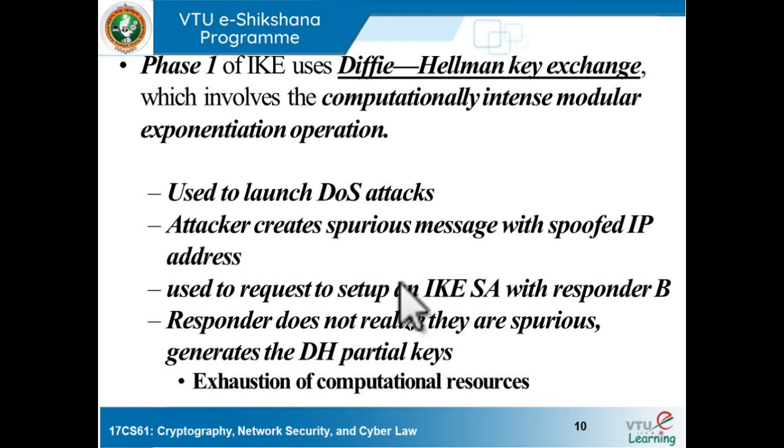Now these spoofed IP address based messages are shot to the responder B, to whom they request setting up an IKE secure association. Now, what does the responder do when it receives such a message? The responder is not able to realize that these messages are spurious in nature, containing spoofed IP addresses, but in turn it generates the Diffie-Hellman partial keys, which are used further to exchange the secret information.